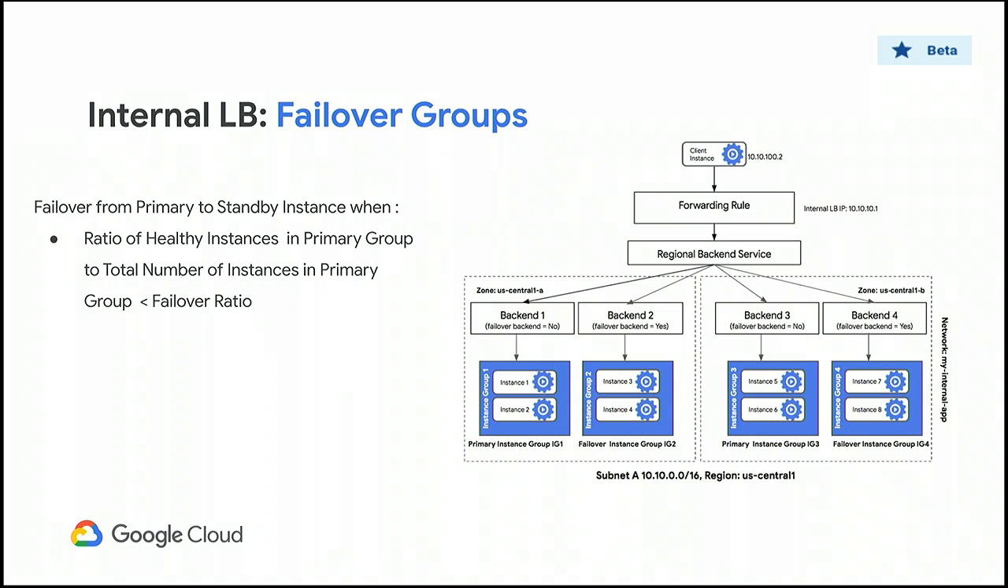Now, a lot of our customers also have requirements for running certain applications in active standby mode. And I'm happy to announce that we just did a beta for something we call failover groups. What it allows you to do is designate certain instance groups as primary and certain instance groups as secondary. When the health of the instances in the primary group goes below a certain threshold, the load balancer will automatically fail over the traffic to the standby instance group. It's in beta. We'd love for you to try it out, give your feedback, and we can go from there.